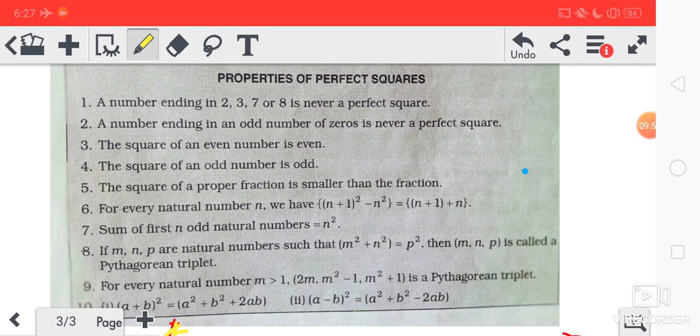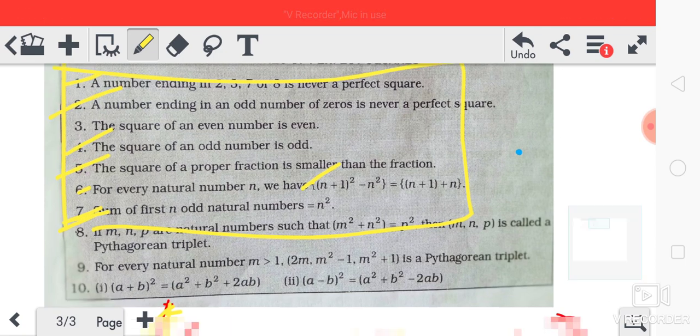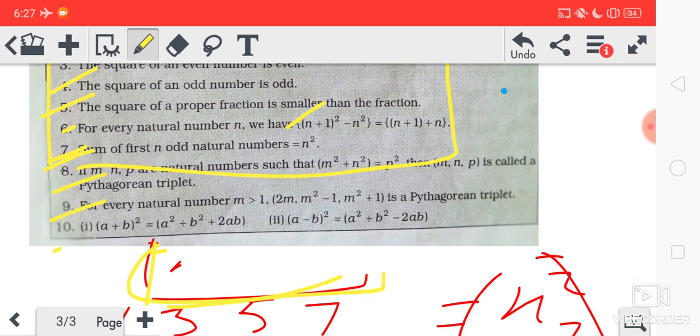So we have discussed up to property number 7. You'll take your own example. Suppose n is given here, you take any value of n and try to do some questions taking your own example. The next three properties we'll discuss tomorrow.